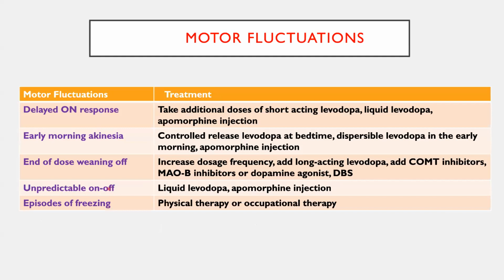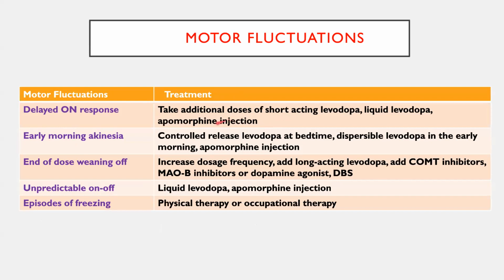Say for example, delayed on is there. You have given the tablet and the patient is still in the off mode. In that setting, what to do? You need to increase the dose of the levodopa. Okay. Say for example, if you are giving 125 mg QID, even after taking 125 mg the patient is in off mode. In that setting, you can increase the dose to 250 mg. Okay. This is the delayed on management.